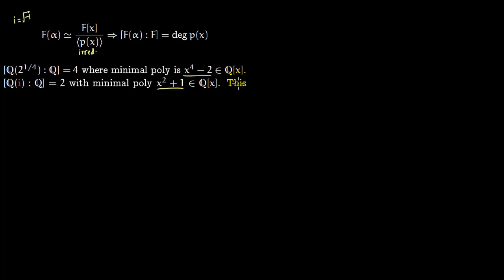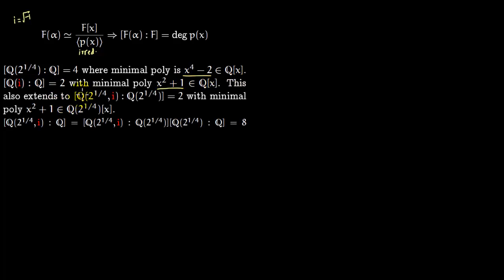Now we can extend this further. You can say that the rationals, adjoin 2^(1/4), and then adjoin i to it, over Q(2^(1/4)) is again 2, because your minimal polynomial is x^2 plus 1, which lies over Q(2^(1/4)). You still have to show that this polynomial is irreducible over this field, and this is easy to show because the root of this polynomial is the complex number i, which does not lie in Q(2^(1/4)), because this is just real. This is just a subfield of the real numbers, whereas this is a complex number.